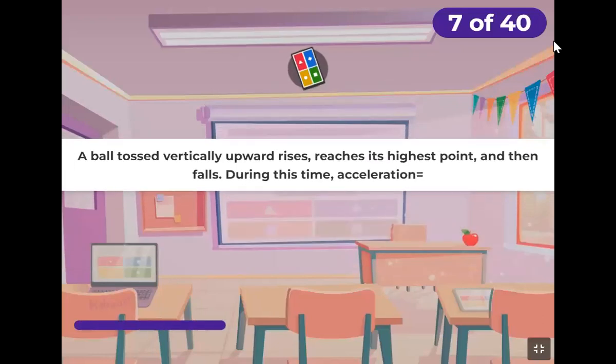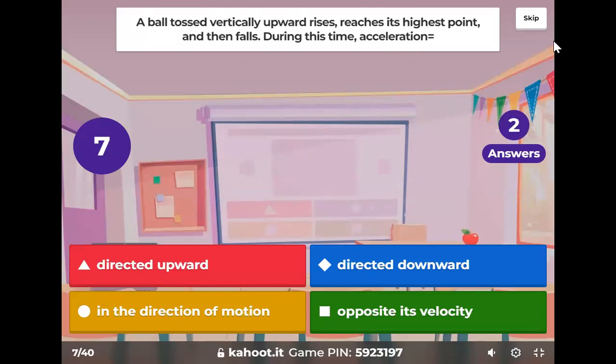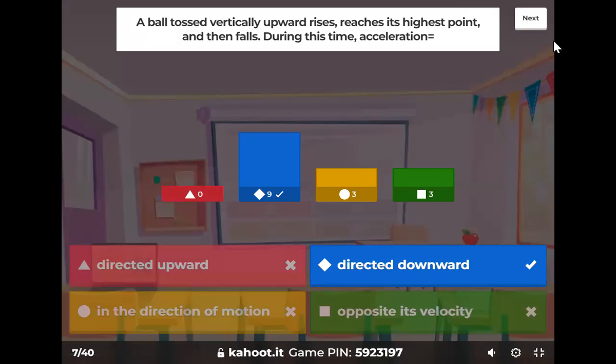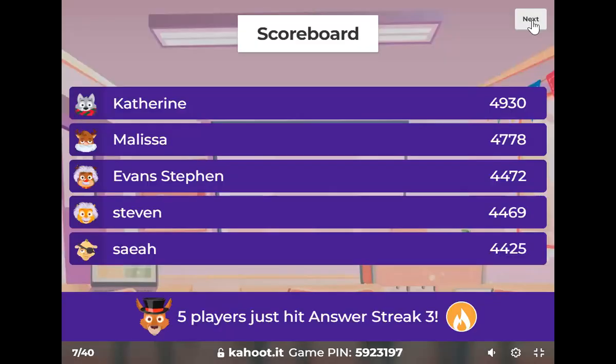A ball is tossed vertically upward, rises, reaches its highest point, and falls back down. During this time, acceleration is directed downward, right? While you're throwing it, of course, it's accelerating up briefly, but as soon as it leaves your hand, it's in free fall. It's accelerating downward. While it's moving up, it's accelerating down. At the top, it's accelerating down. When it's moving down, it's accelerating down. Gravity is always pulling down while it's in free fall.